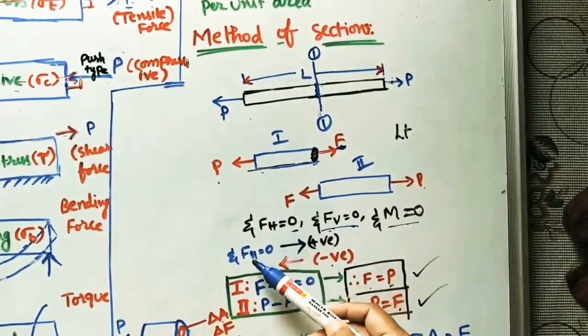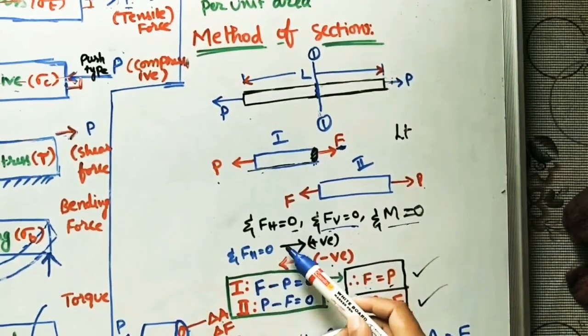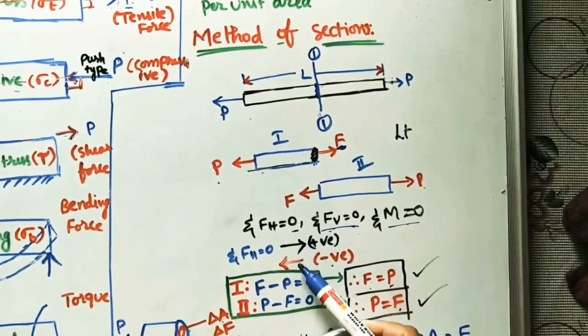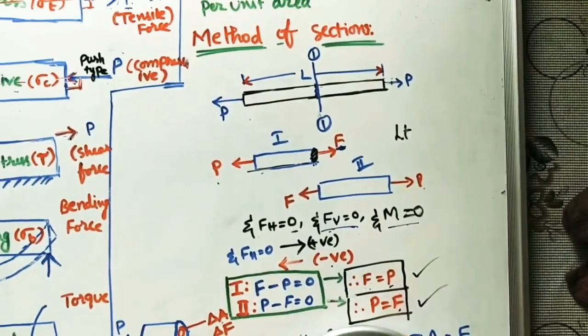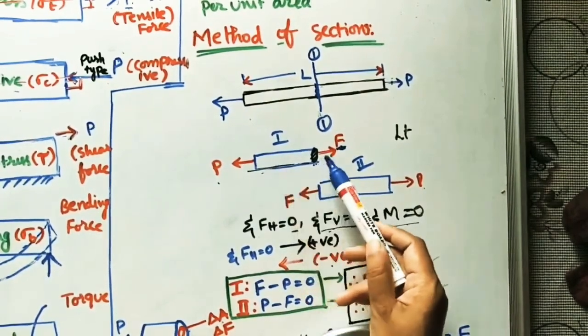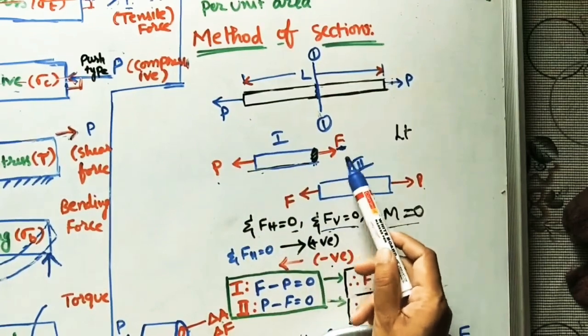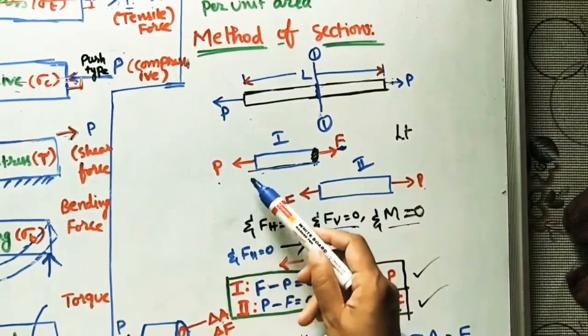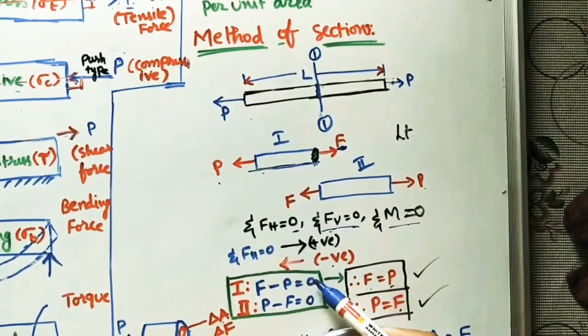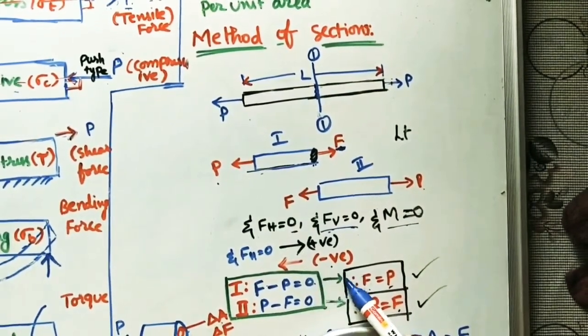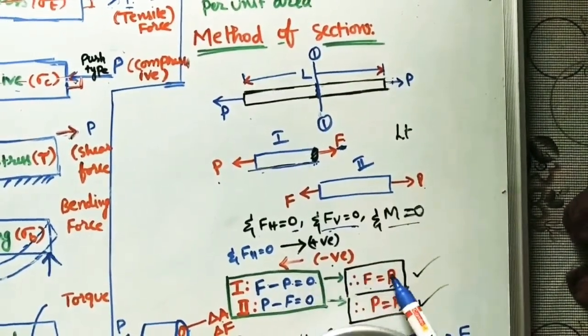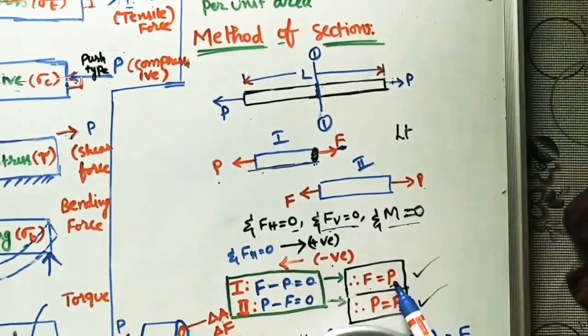Now apply the first condition, sigma Fh is 0. This side forces I am taking positive, this side forces I am taking negative. Consider the first section. In it the horizontal forces are F and P. So F is positive, F minus P, the sum of all horizontal forces, should be 0. By using this we get F is equal to P. The meaning is whatever resistance force is there, it should be equal to the applied force.